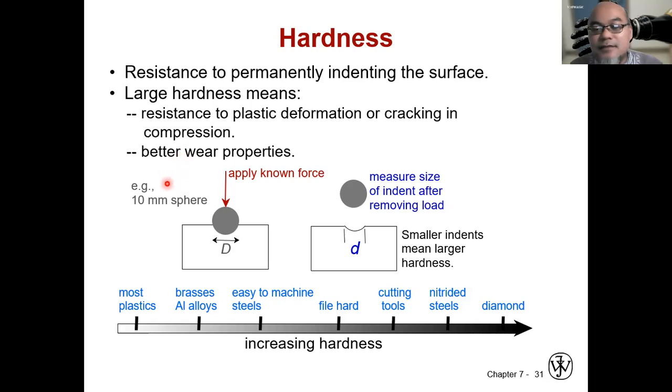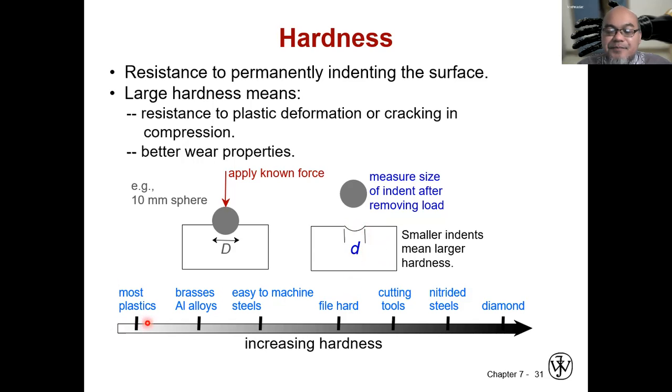So how do we measure hardness? Usually we use a material to compress the material under test. Here we apply force. That indenter will have a certain diameter, for example here a 10 millimeter sphere. After it is removed, we measure the indentation caused by this loading in the tested material. If the tested material has smaller indents, it means it has larger hardness.